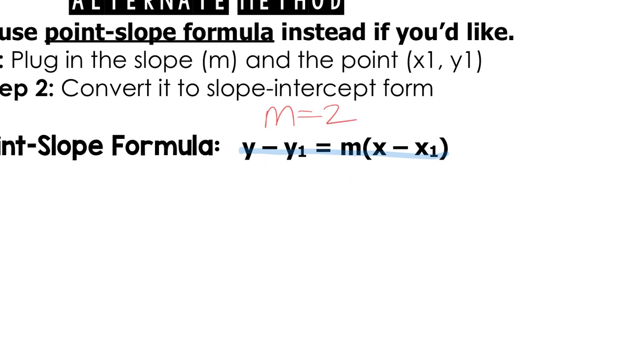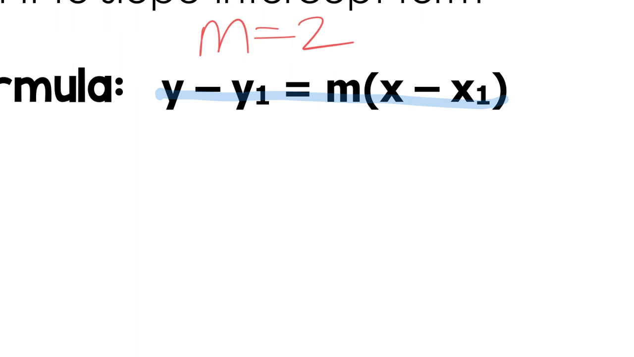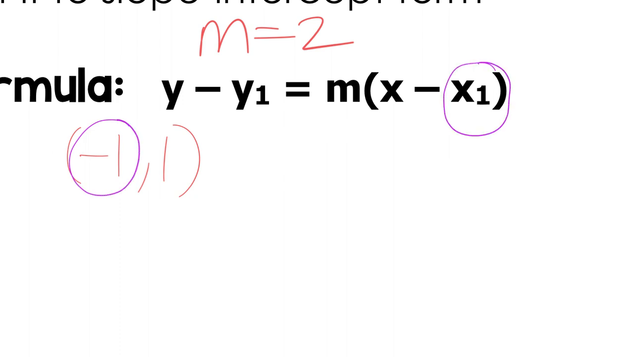So we have our slope. Now here's how you use point slope form. So it's a totally different formula. It looks like this. It's y minus y1 equals the slope times x minus x1. So what we're going to do is take the point that they gave us, which was -1 and +1. You're going to plug in -1 for the x1 over here, and then the +1 for the y1. And then for your m, you're just going to use that slope of 2.